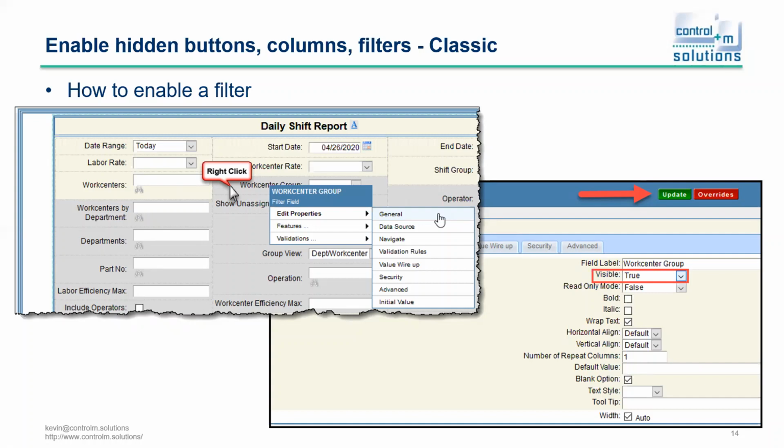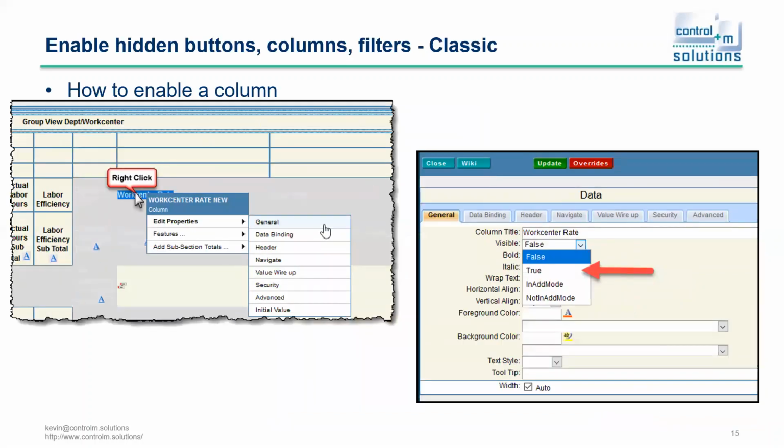So to actually enable the filter, what we would do is either double click on the field or right click on that particular field, and a pop-up menu shows up that allows us to edit the field that you've selected. And in this case, all that we need to do to make this new field available is set the visible property to true, and then that filter will be available when we run this report.